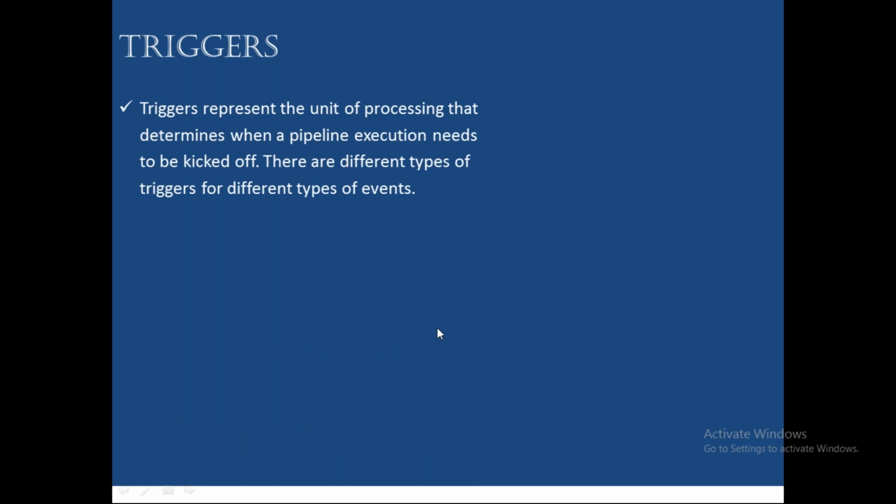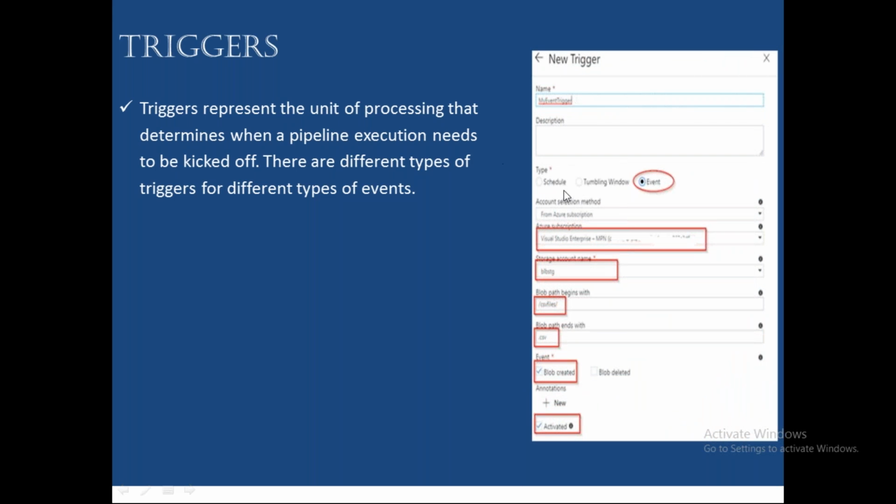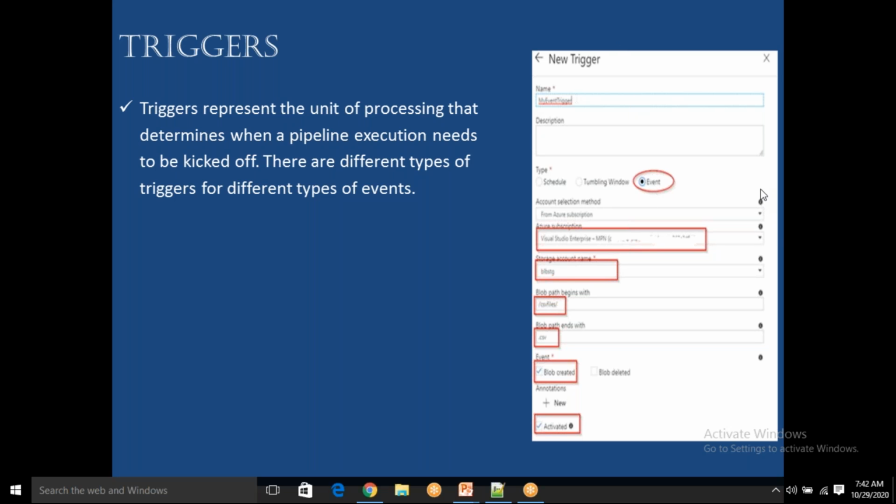Next, triggers represent the unit of processing that determines when a pipeline execution needs to be kicked off, when it should be started. There are different types of triggers for different types of events: schedule trigger, tumbling window trigger, and event trigger. We have 3 types of triggers. Clear, friends? What is a trigger? It is when a pipeline execution needs to be started or kicked off. Any questions here?